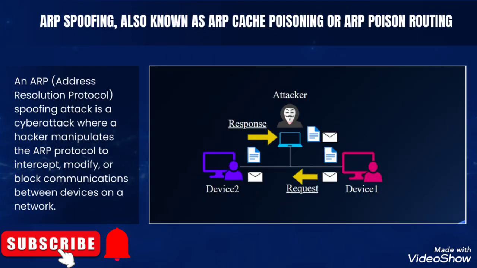ARP spoofing, also known as ARP cache poisoning or ARP poison routing. An ARP (Address Resolution Protocol) spoofing attack is a cyberattack where a hacker manipulates the ARP protocol to intercept, modify, or block communications between devices on a network.